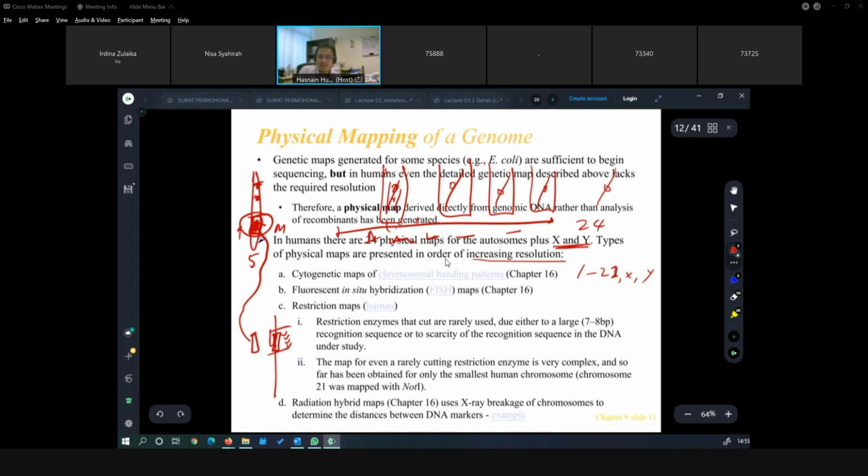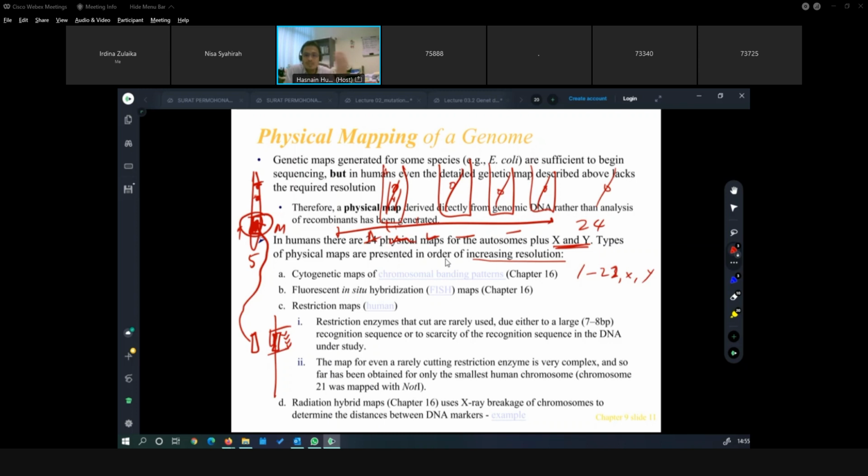So marker, but you see the information is slightly better than the earlier one. So increasing resolution. You can do this in many chromosomes. So you can have physical maps at the level of segments based on in situ hybridization.